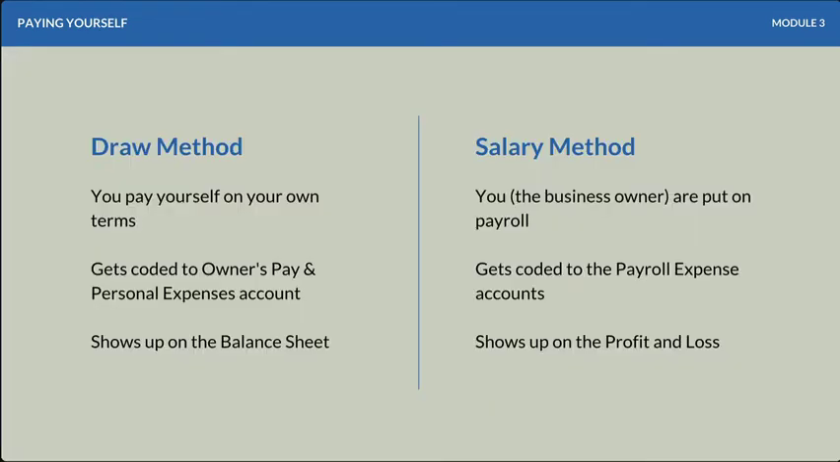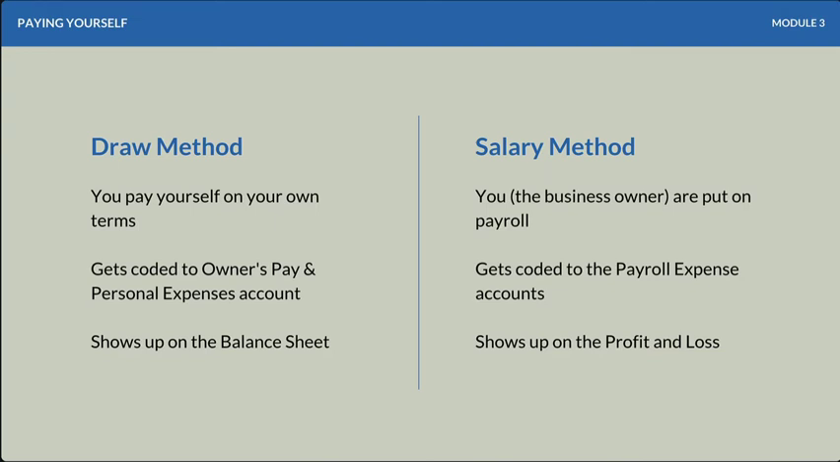When it comes to bookkeeping, the main thing to know is how to pay yourself as a business owner. If you are a sole proprietor, general partnership, or LLC taxed as an individual, you will take what is called an owner's draw. This is simply writing a check to yourself, making a transfer, or setting up an automatic payment to yourself in order to pay yourself each month. When this transaction comes through, you will code it to owner's pay and personal expenses account.